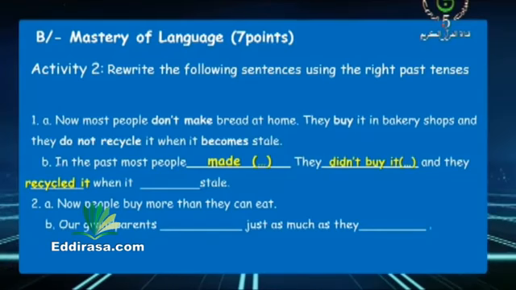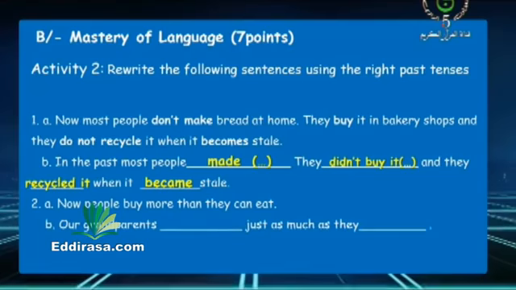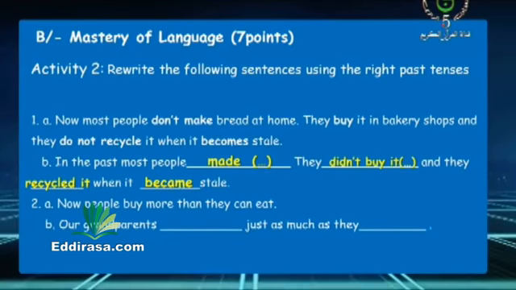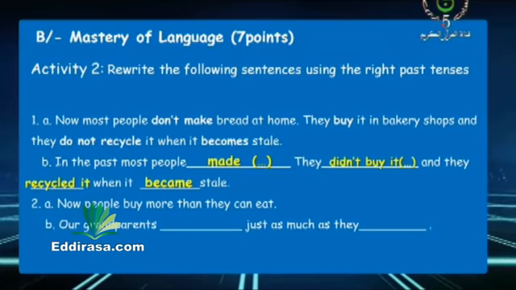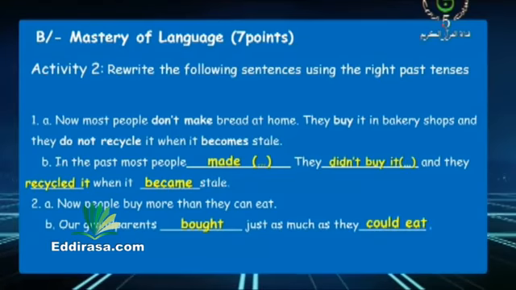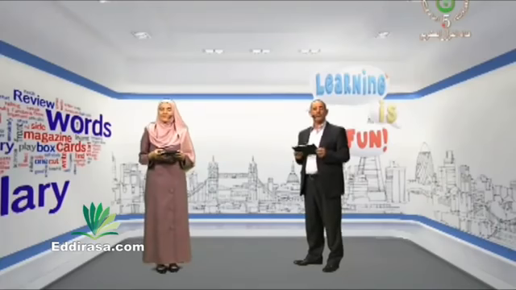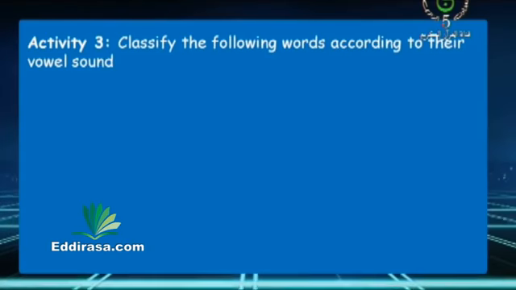And when it became. The second sentence we have, now people buy more than they can eat. When we turn it in the past, we made some changes. So our grandparents bought just as much as they could eat. All right?